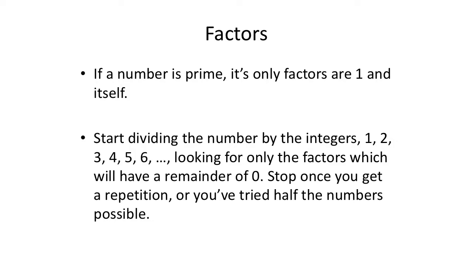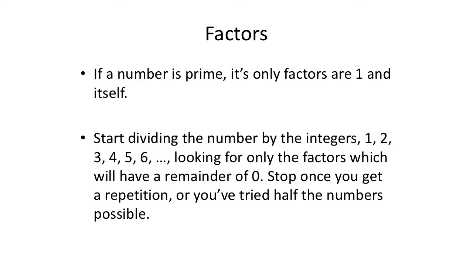So factors. If a number is prime, its only factors are 1 and itself, which we talked about. If it's composite, then it will have other factors than 1 and itself. So we start dividing the number by integers, 1, 2, 3, 4, 5, 6, looking for only the factors which have a remainder of 0.